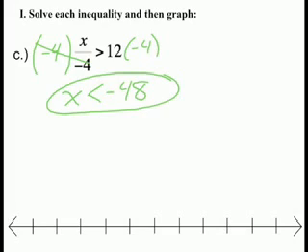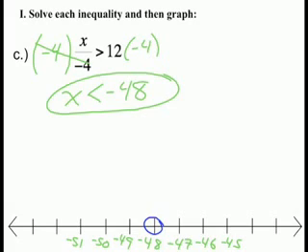Again, we start our numbering on the number line in the middle with negative 48, and we fill in the rest of the number line. Then we put an open circle at negative 48, and it's all the numbers that are less than negative 48, so we shade all the numbers to the left side of negative 48.